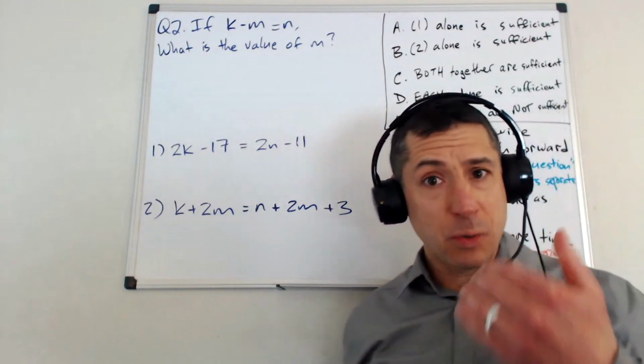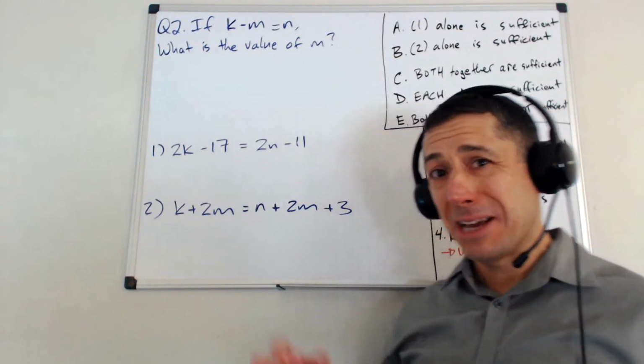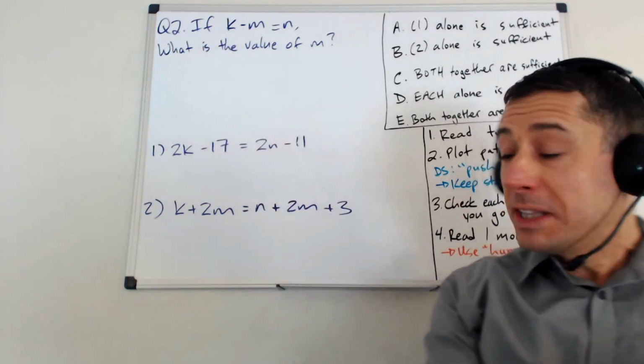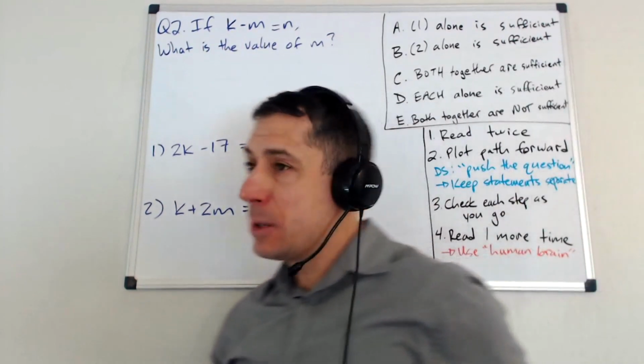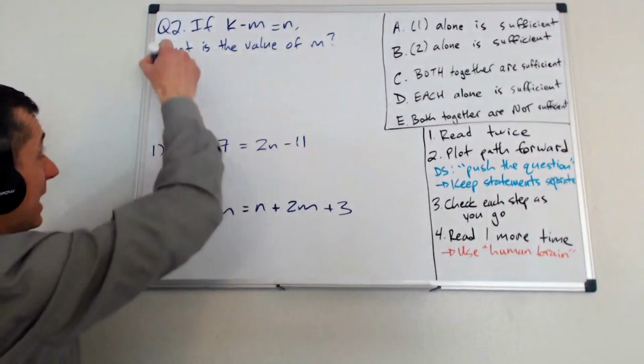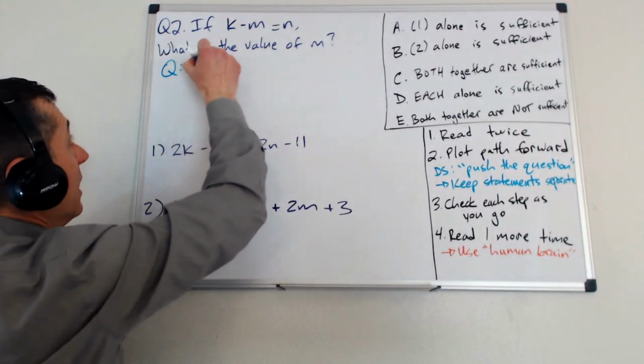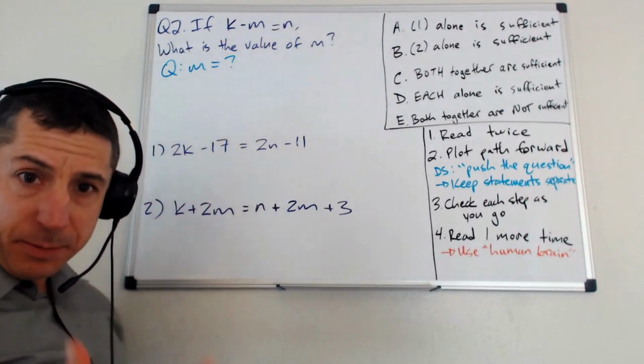But I think this is a really good question where it's really easy to stumble on stuff if you're not being systematic. Read that question twice. If K minus M is equal to N, what's the value of M? My little habit here, again, not a big deal, but it helps prevent those careless errors.